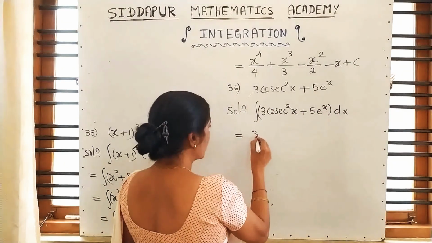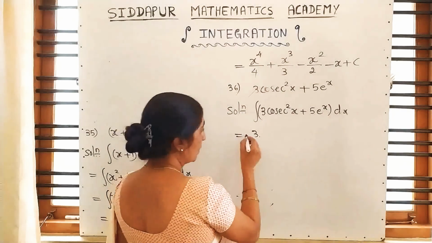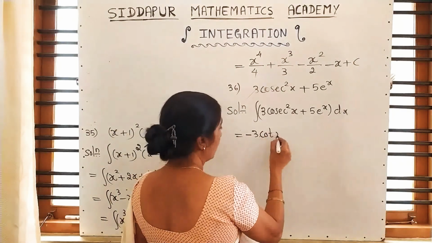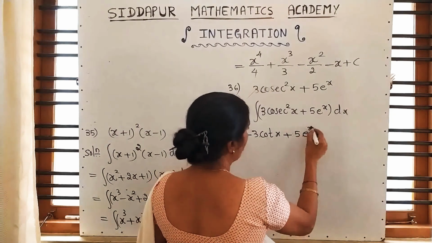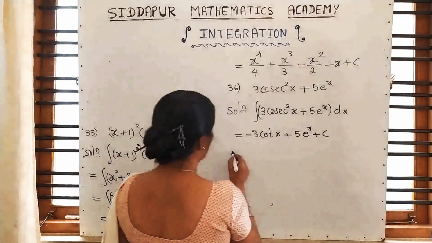Three constant integration of cosecant square is minus cot. That's why I wrote minus first. Plus 5 constant integration of e raised to x is e raised to x.